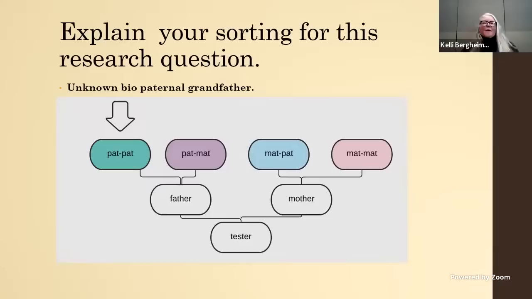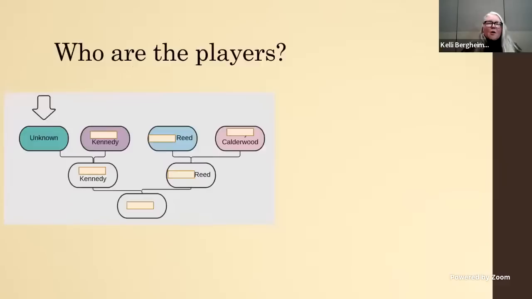So when you're sorting your match list, what you want to do is take out all of the matches that are maternal, because they're not relevant to your research question. The Reeds and the Calderwoods don't matter to this unknown grandfather. They're not connected. Then you want to take out the father's mother's line, the Kennedys, because they're not related to the question either. What you're left with in your match list are those that can help you answer the question of who is that unknown paternal grandfather.